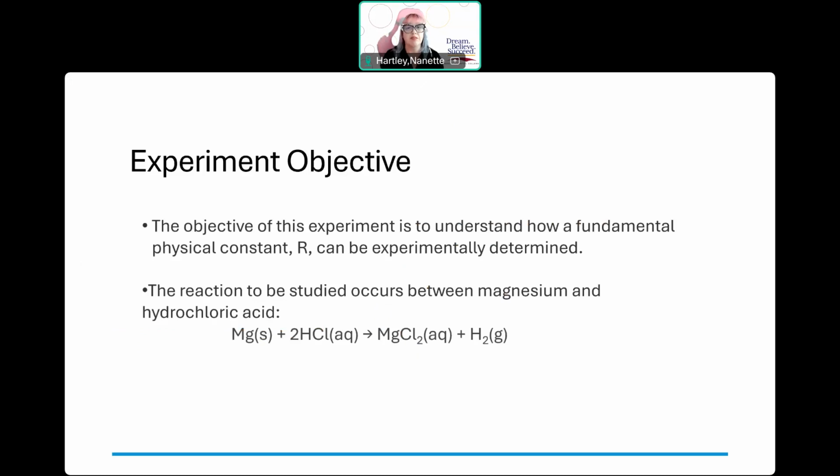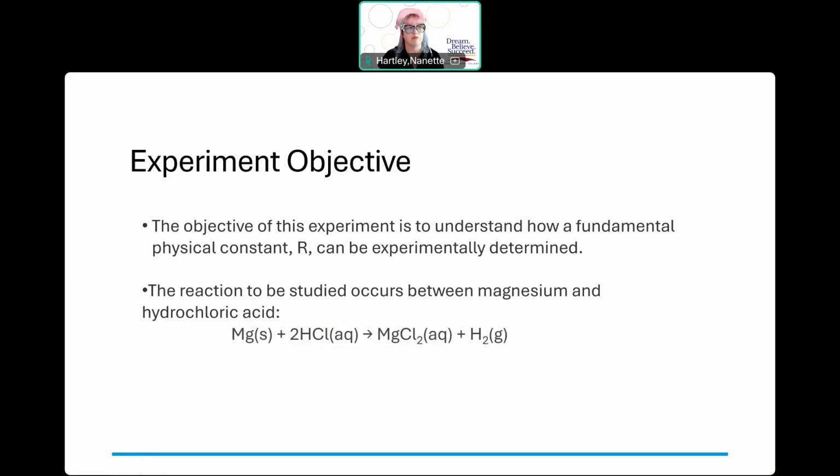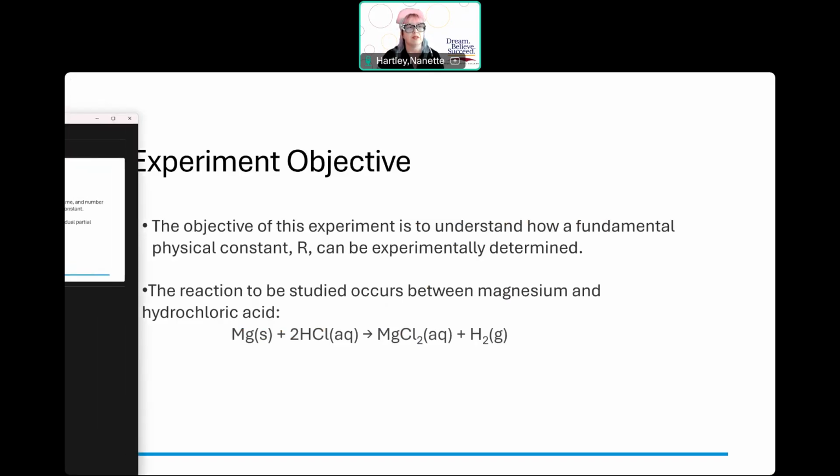Now, the objective of this experiment is to understand how a fundamental physical constant, R, can be experimentally determined. So we're going to figure out what that value is. The reaction that we're going to be studying occurs between magnesium and hydrochloric acid. So it's going to be magnesium, Mg solid, plus 2HCl coming to give me MgCl2 and H2. Okay, so that's the reaction that we're going to be looking at to make this occur.